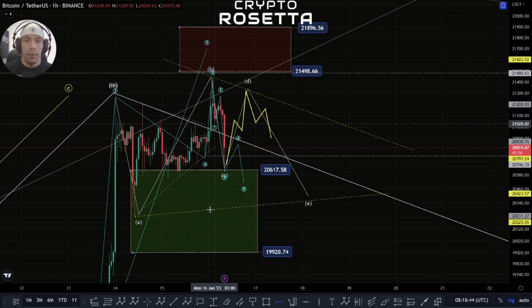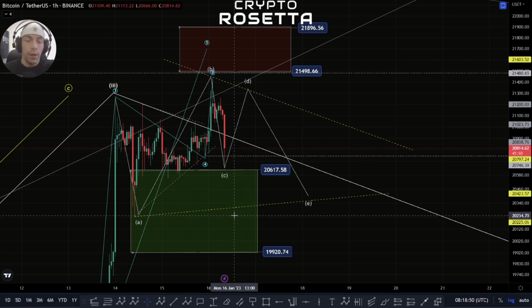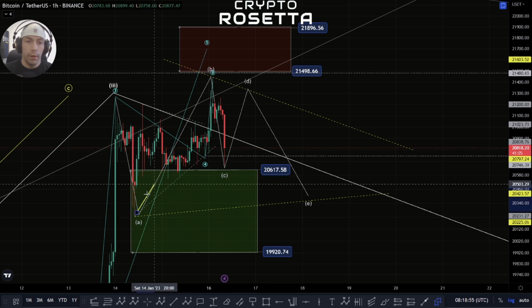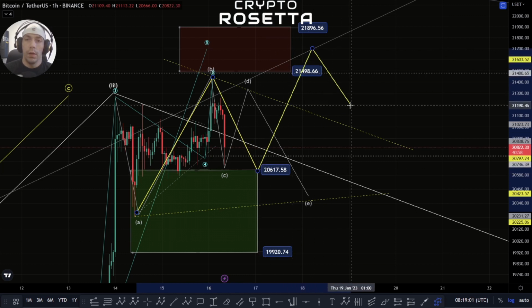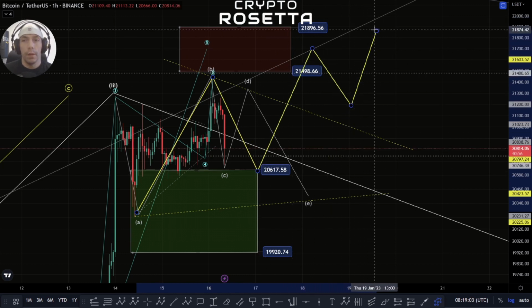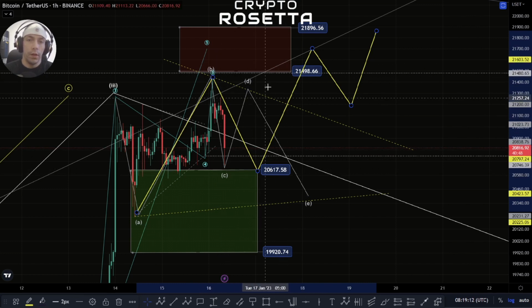forming some kind of a diagonal structure here, and what we'd be looking for then is effectively the potential that if we do form a diagonal within this, what we would be looking for is the possibility of forming this basically as a wedge-shaped pattern to the upside. It would most likely be contracting if that's the case. Where this becomes a 1, 2, then would form another zigzag to the upside here for 3, 4, and then a 5.